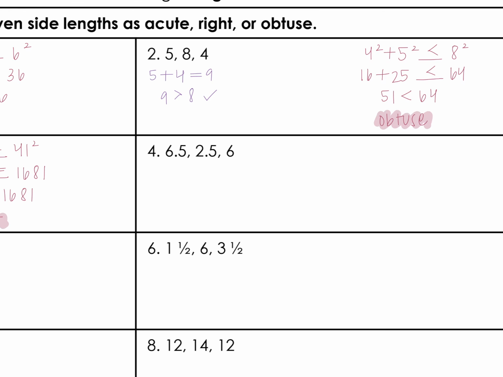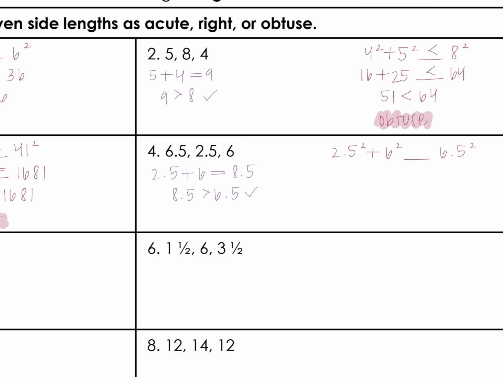Okay. Number 4, we'll have 2.5 plus 6, which is equal to 8.5. And since my 8.5 is greater than 6.5, we have a triangle. So we'll have 2.5 squared plus 6 squared, and then 6.5 squared on the other side.